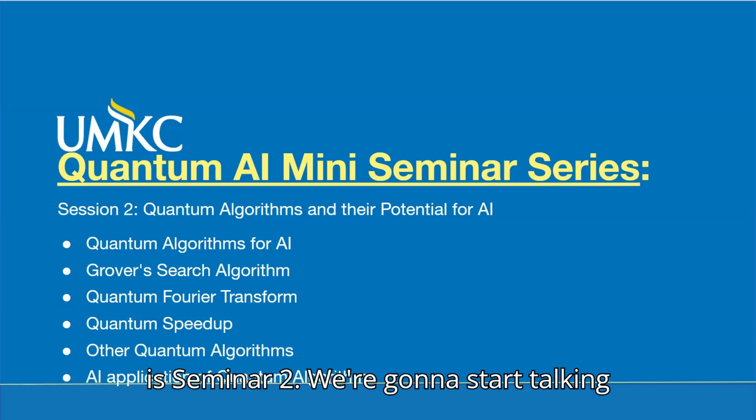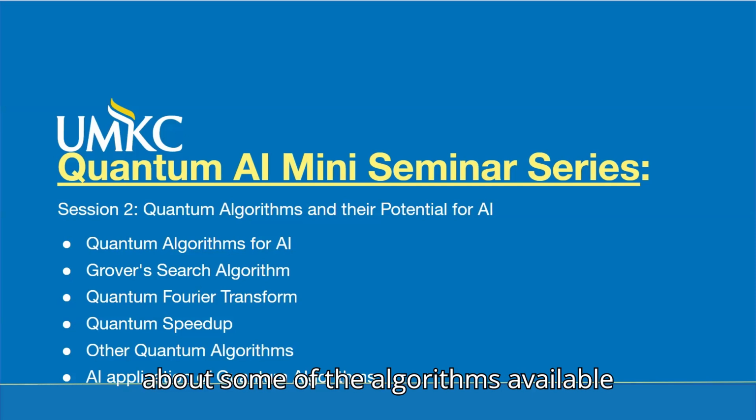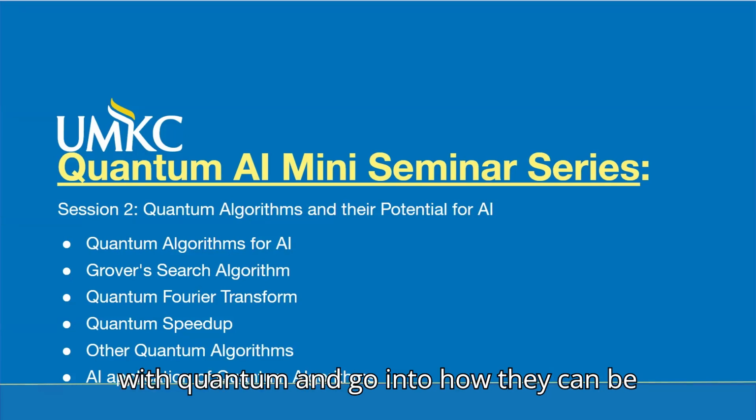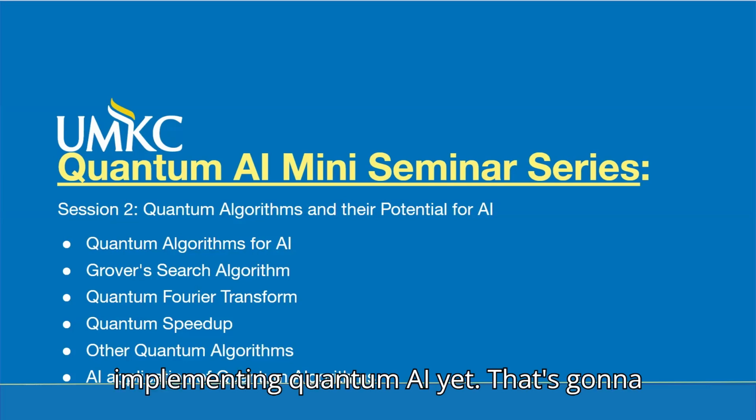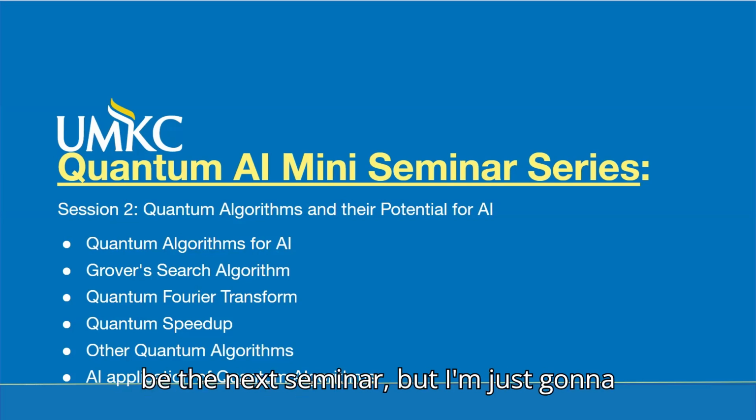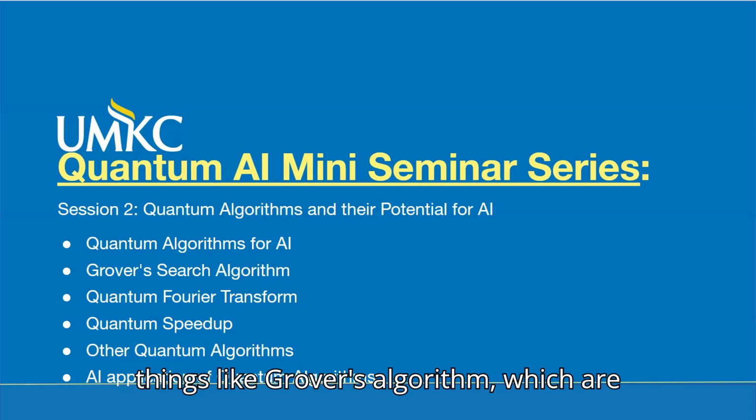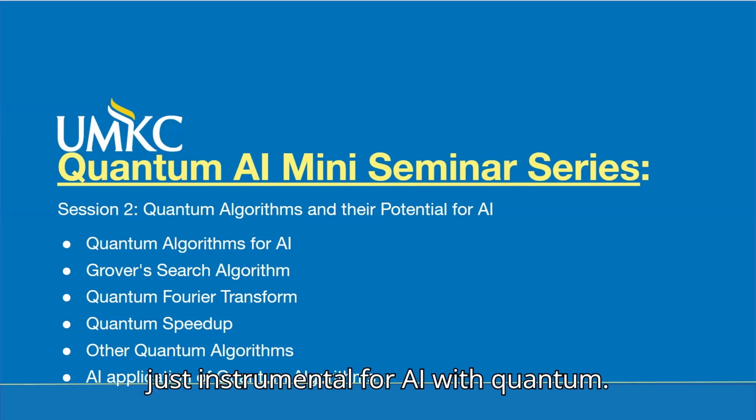This is seminar 2. We're going to start talking about some of the algorithms available with quantum and go into how they can be applied to AI. Now, we're not implementing quantum AI yet. That's the next seminar. But I'm just going to introduce some of these quantum things, like Grover's algorithm, which are just instrumental for AI with quantum.